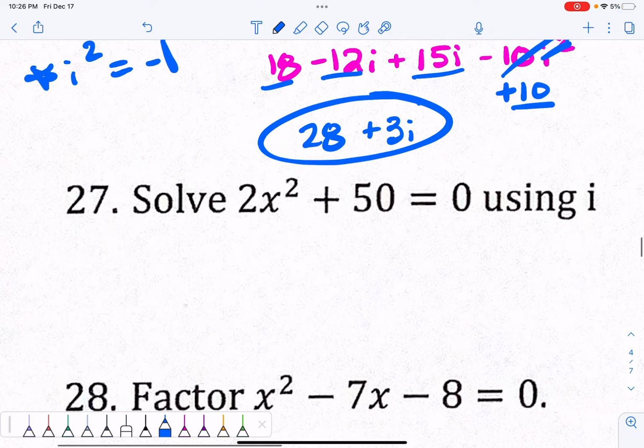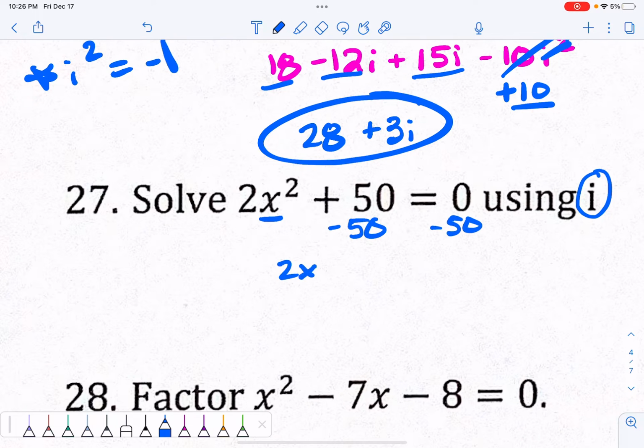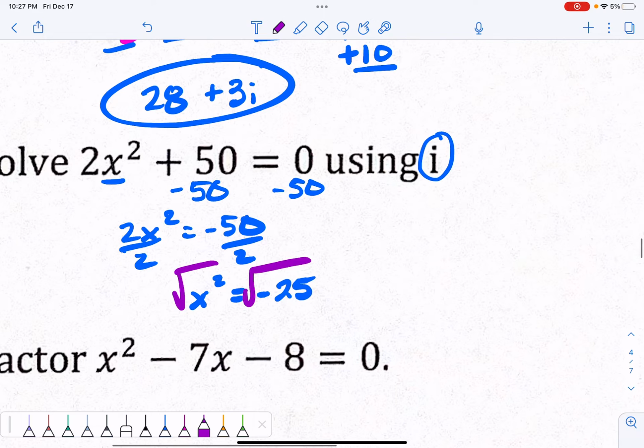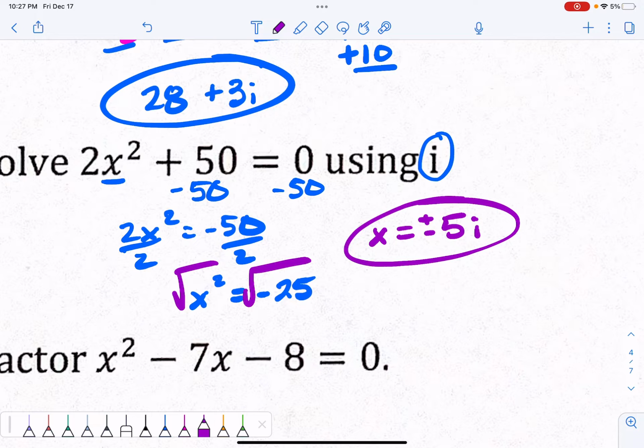On 27, we're solving for x, and it says using i's, so we just know that i is going to show up in our answer. The first thing, let's subtract the 50 to the other side. So we've got 2x squared equals negative 50, and then divide by 2, and negative 50 divided by 2 is negative 25. The square root of 25 is 5, but the square root of negative 25 is 5i. And the only other thing that we need is, since we put the square root in there, we need plus and minus, okay?